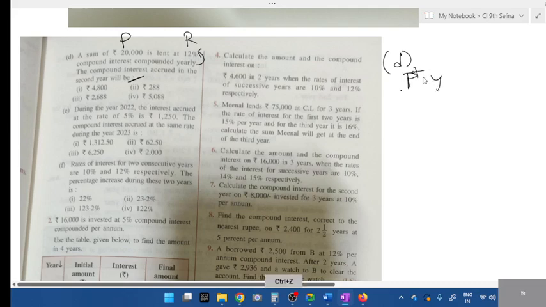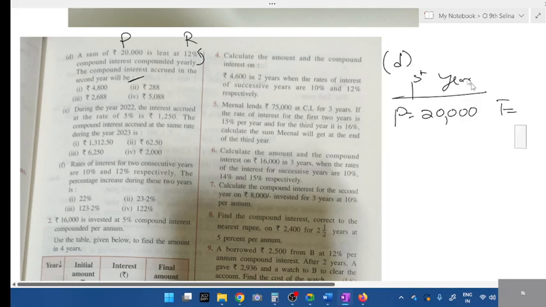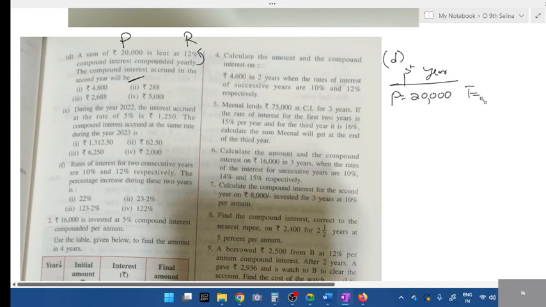Put first year. And this is compound interest. Remember how to solve compound interest? For 2 years. They've asked the interest accrued in the second year, students. So first year, tell me the principal. Time is 1 year. They didn't say half yearly; if it were half yearly, we could have split into six months. What is the rate? 12%. Find the compound interest.